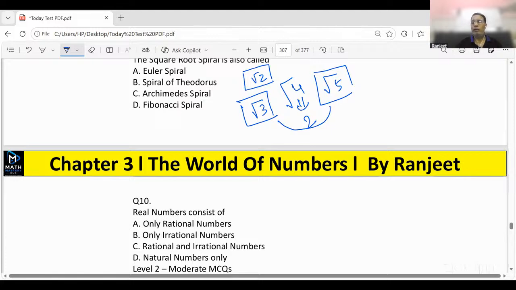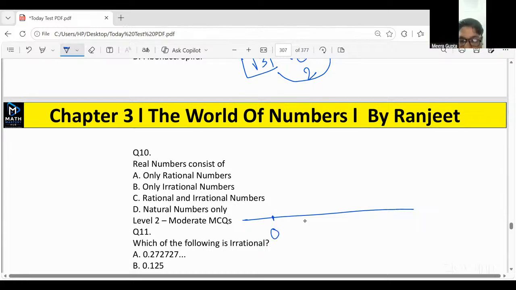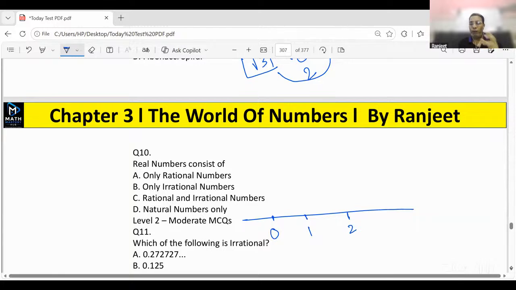Now I am explaining how to construct these irrational numbers on the number line. Suppose I have a number line, and this point is 0 and this point is 1. I know root 2 comes between 1 and 2, but I don't know exactly where. And root 3 also comes between 1 and 2. Does root 2 come first or root 3 come first? Is it clear?